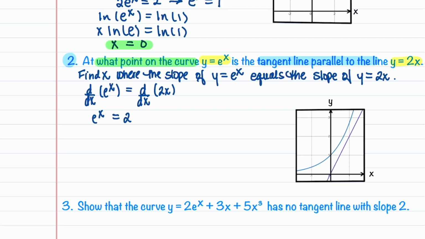Now, we need to solve for x, and the way to get the x out of the exponent is to take the natural log of both sides.